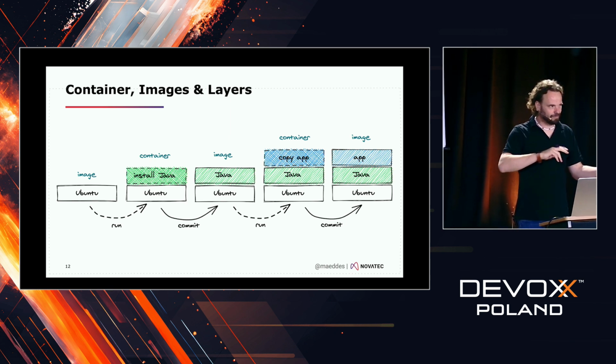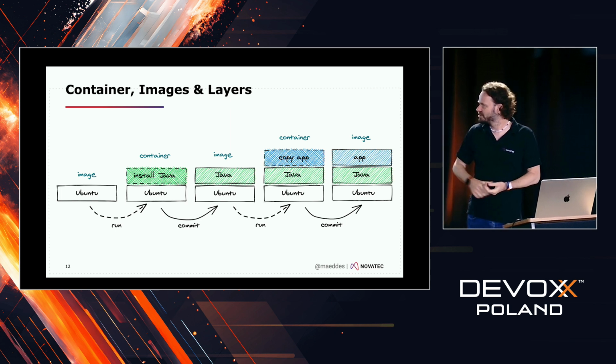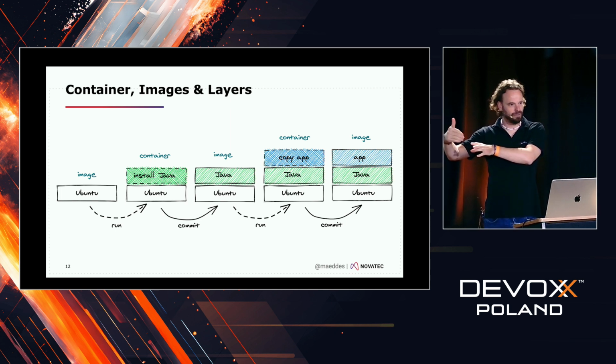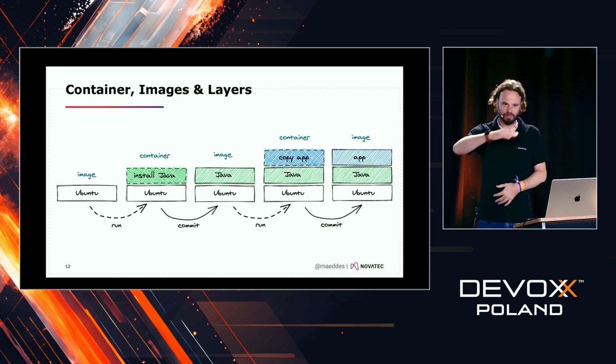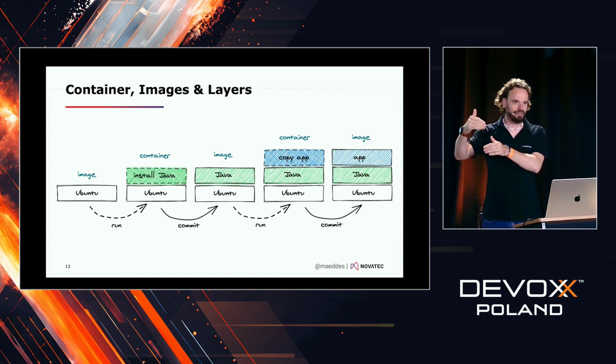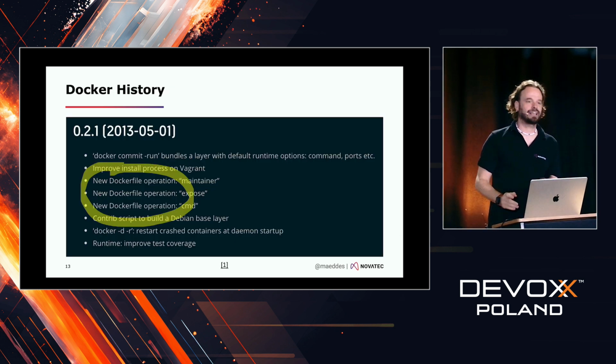In the very beginning, the only way to actually do that was to run a certain image, or execute a run command on an image. Then you get a container, you put something into the container, you do a commit that generates the next layer, and you have a new image and do that again. Fortunately for all of us, this didn't stay very long.